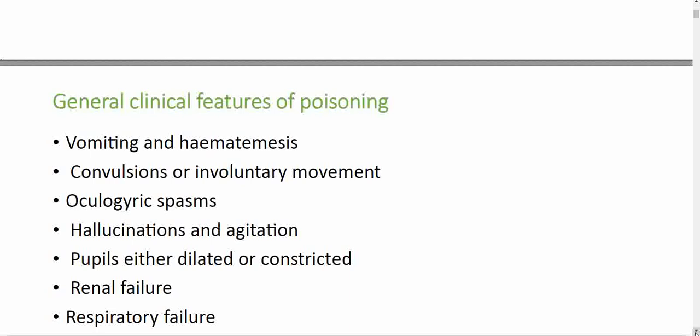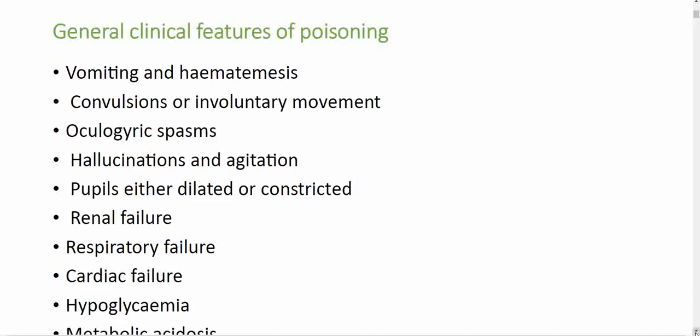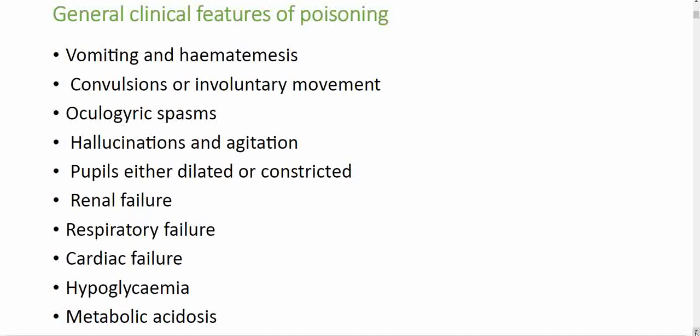More of like seizure. I can realize some people present like epileptic in a way, and they produce foam from their mouth. We have oculogyric spasm that can take place in your eye, hallucinations and agitation. You're seeing things which are not real, and you feel scared. Pupils either dilate or constrict. And then there will be renal failure. There will be no urine output at some point, or maybe excess urine output, you will be urinating throughout. So either he urinates or doesn't.